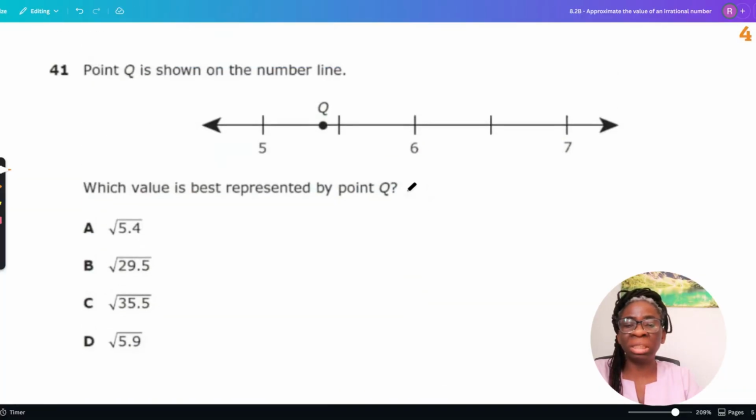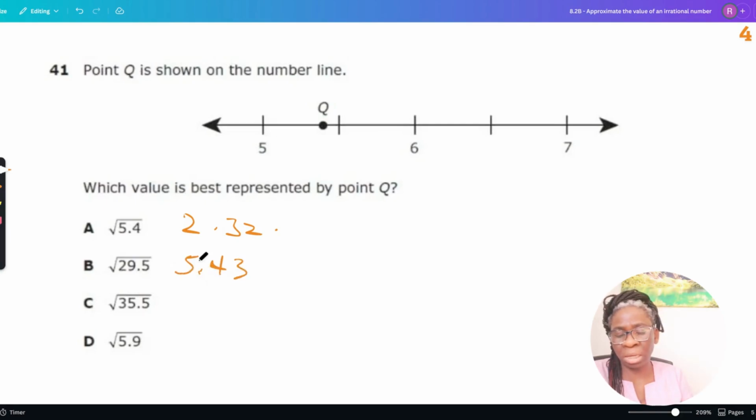So now point Q is on the number line. Which value is best represented by point Q? All we have to do is find the square roots. Square root of 5.4 is 2.32. Let's just pick 2 digits after the decimal. Square root of 29.5 is 5.43. Let's stop there. Square root of 35.5 is 5.95, and square root of 5.9 is 2.42.